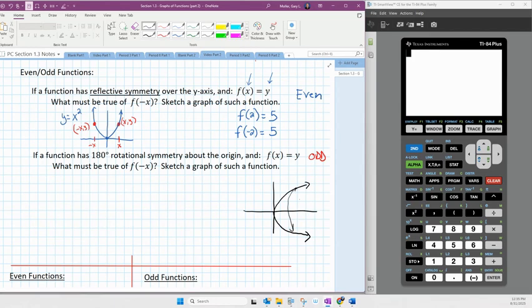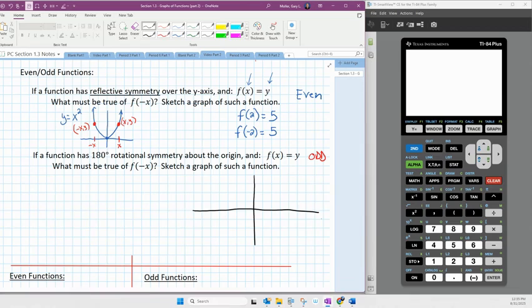So that can't be what an odd function is. Is it a thing? Is it symmetric? Yes, it's something we could talk about, but it's not what is known as an odd function. So an odd function is one that has 180-degree rotational symmetry about the origin. So think real quick about what kind of a function that might be. And as you're thinking about it, let's read the next sentence. If we plug in a value of x and we get a y value, what must be true about when we plug in the opposite of x? Okay.